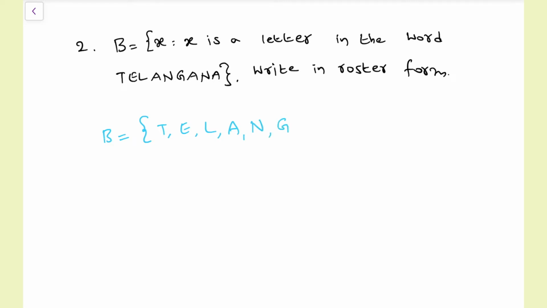Then after that comes alphabet A, but alphabet A we already wrote, so don't repeat it again. Then alphabet N, N also we already wrote, so don't write it again. Then coming to the last letter, alphabet A, already we wrote. So if we write the roster form, we should not repeat the elements. So the roster form consists of T, E, L, A, N, G.